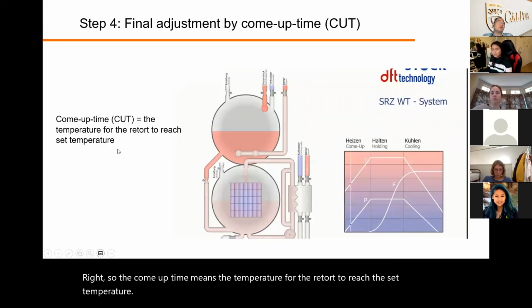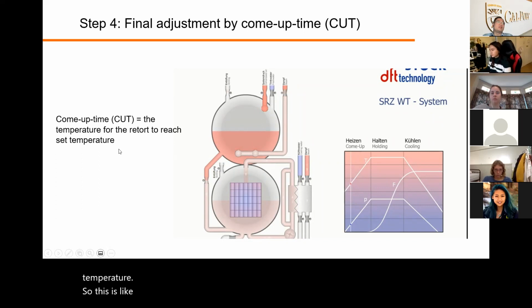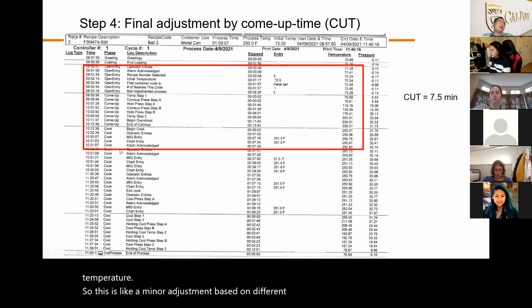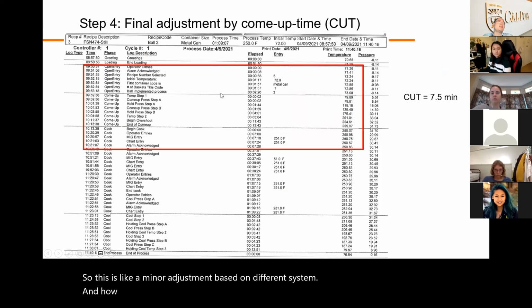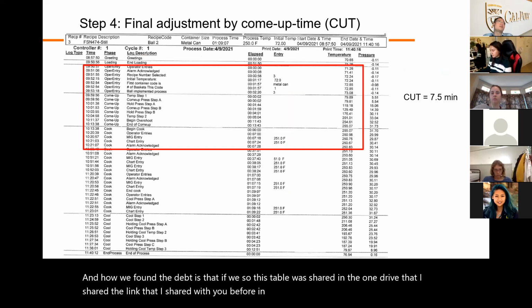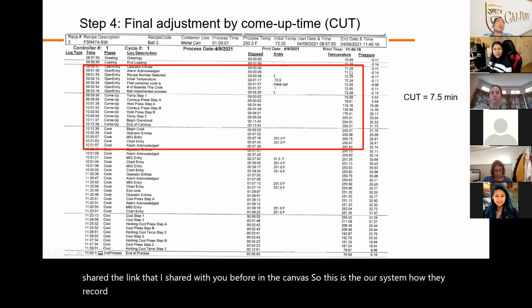So this is like a minor adjustment based on different systems. And how we found that is that this table was shared in the OneDrive, the link that I shared with you before in the Canvas. So this is our system, how they record the retort temperature, the system temperature by time.